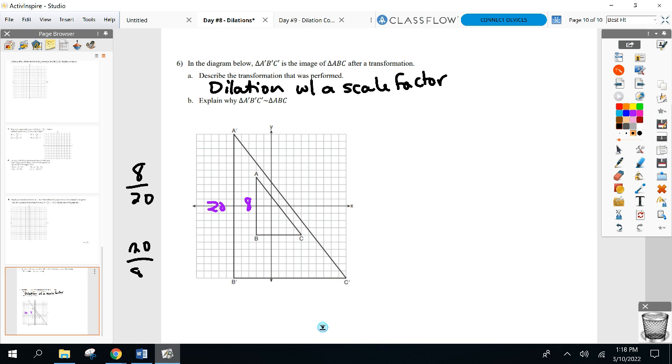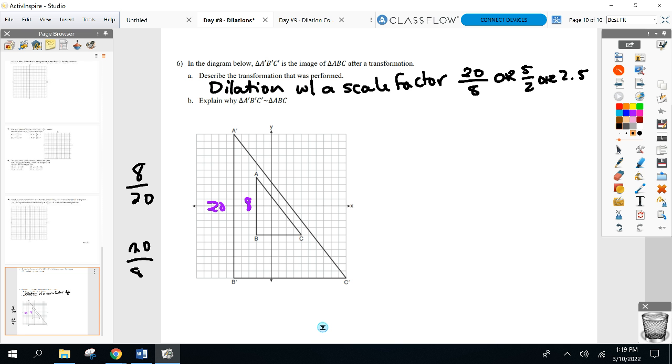20 over 8. So a scale factor, 20 over 8. If you don't want to reduce it to 5/2 or 2.5, that's fine too. Any one of these versions is fine with me. All right, so if you do say a dilation, let me know what the scale factor is, and that's how you find the scale factor.